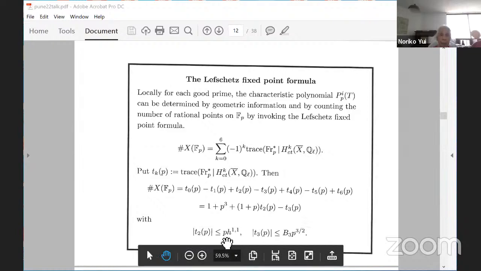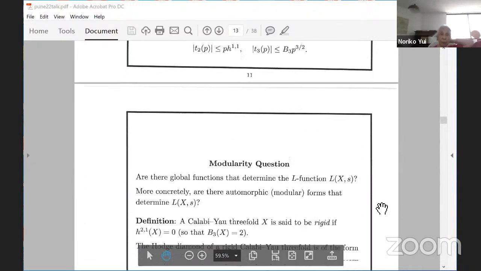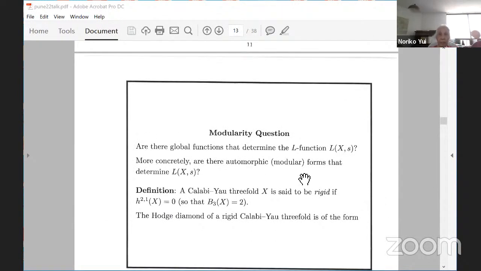And T2 of P is bounded by P times H11. And then T3P is bounded by B3 times P to the 3 over 2. So this is for a Calabi-Yau threefold. So in order to establish modularity, we have to compute these numbers in this range. So this is a very useful formula. Okay, so the modularity question is, from the way we defined this L function, if you give a P, then you count the number of rational points, and then you compute the characteristic polynomial. So locally, you can determine these, but the modularity question is really: are there any modular forms or global functions that will determine this L function?